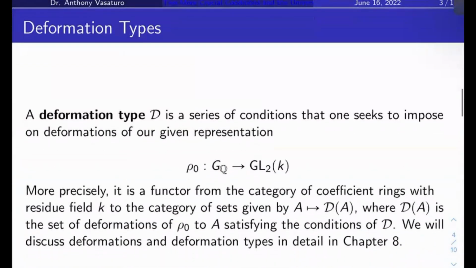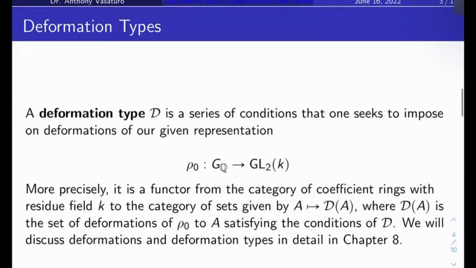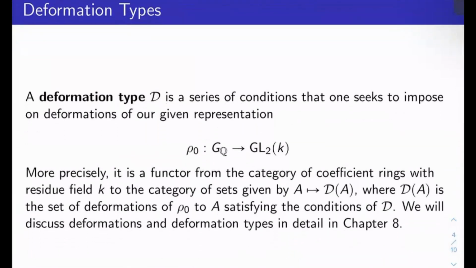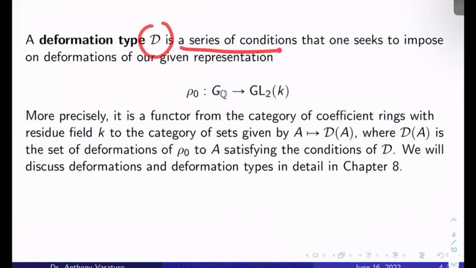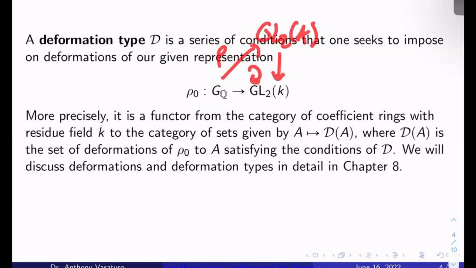Before I get to the fourth condition, I'm going to have to explain what a deformation type is. I'm not going to do that exactly precisely. I'll just give you a naive look at what deformation types are. A deformation type D is just a series of conditions that I seek to impose on deformations of a given Galois representation. So I've got this given rho naught. I might look at various deformations rho to different coefficient rings A that have residue field K, and I might seek to require that these deformations have various imposed conditions on them.